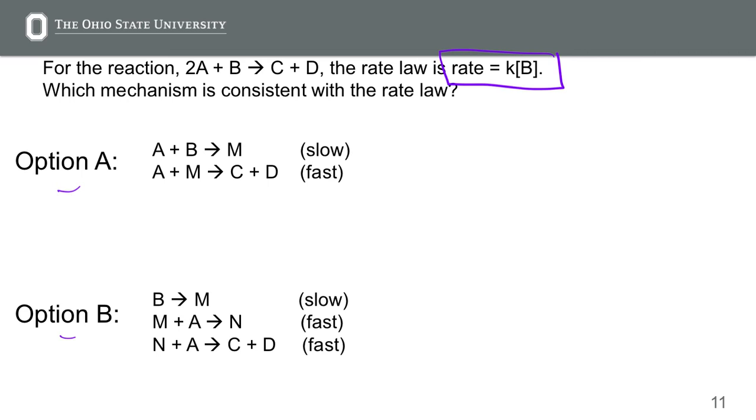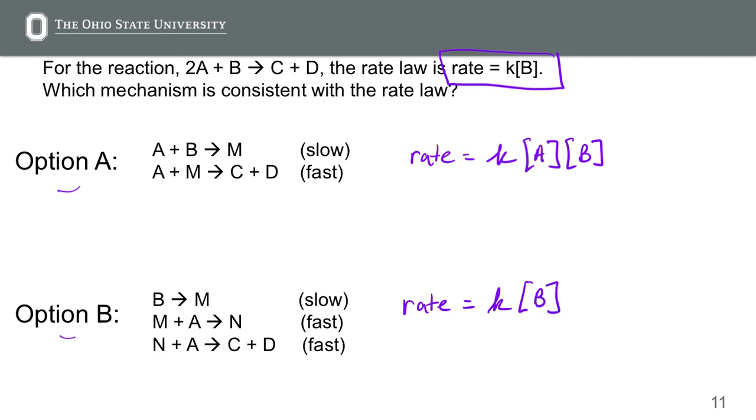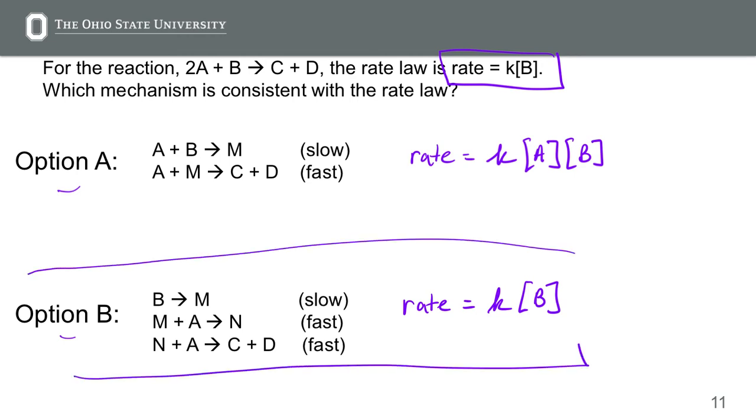For mechanisms with a slow first step, we can write a rate law based on that slow step. So in option A, our rate law would be equal to K times the concentration of A times the concentration of B. For option B, again, that slow first step, we would have rate equals rate constant K times the concentration of B. And given that, we would say that option B is consistent with the rate law.